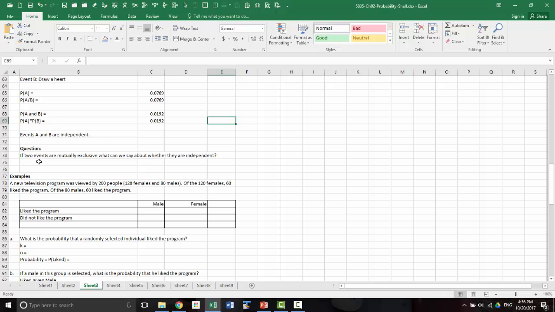We can say for sure that they simply cannot be independent, because if the two events are mutually exclusive, that means what? If one event has occurred, then the other event just simply cannot occur. So knowledge of one event makes the other event's probability certain. So it changes the probability. So it just cannot be independent.